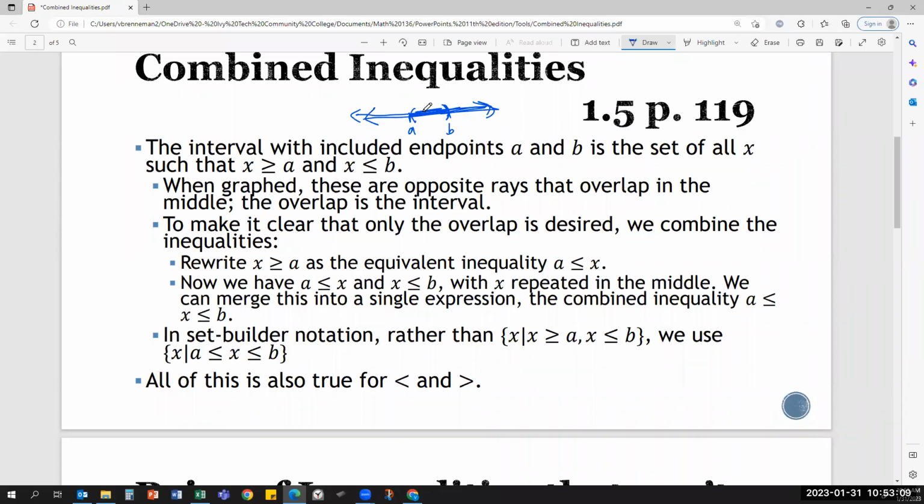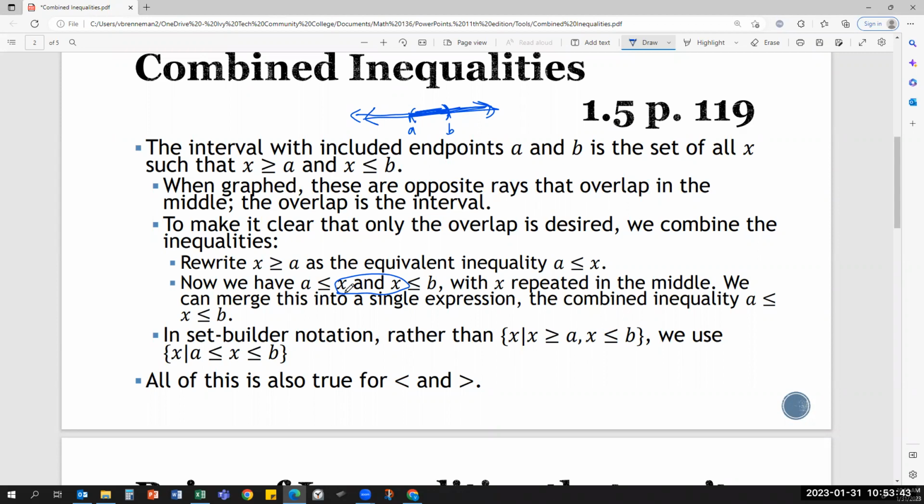And the thought process behind this is we can rewrite X greater than or equal to A as A is less than or equal to X. Those are equivalent. And so now we have A is less than or equal to X and X is less than or equal to B. We're just going to merge that middle part into just X. So we get A is less than or equal to X is less than or equal to B. So in set builder notation, rather than having the set of all X such that X is greater than A, X is less than or equal to B, we're going to use that combined inequality, the set of all X such that A is less than or equal to X is less than or equal to B.